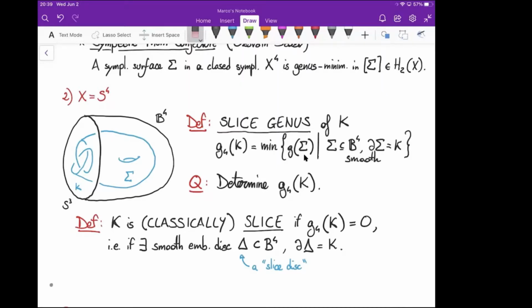Given a knot K, there are in general more than one slice disk, even up to isotopy. Here is some notation. Throughout the talk, I will use the letter sigma to denote a surface, usually with boundary, and delta will be reserved for the cases when the surface must be a disk.